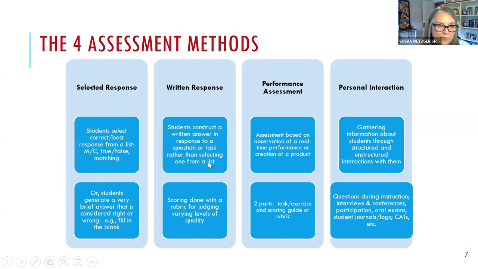And really, like a written response assessment method, we have two parts: the task or the exercise that we have students do, and a scoring rubric or guide. And then the fourth kind of assessment, or fourth method, is really personal interaction. It can be formal, it can be informal, but that's where we gather information about our students through structured and unstructured interactions with them.